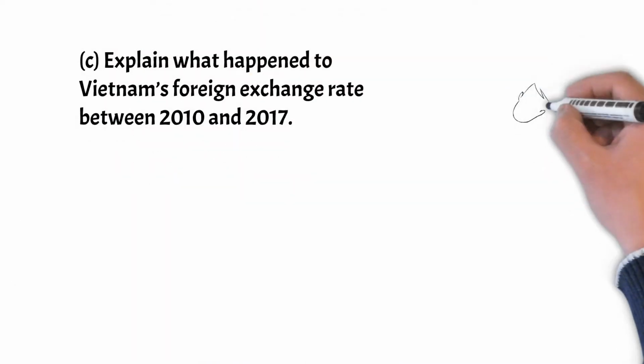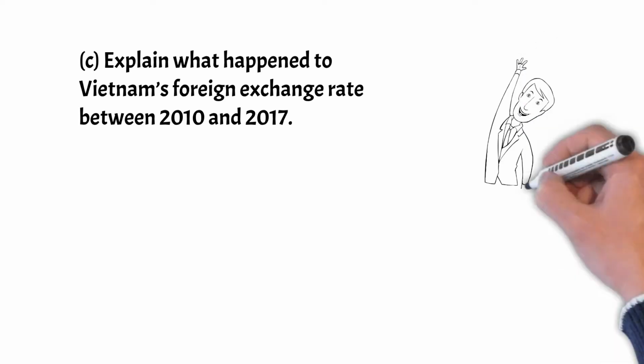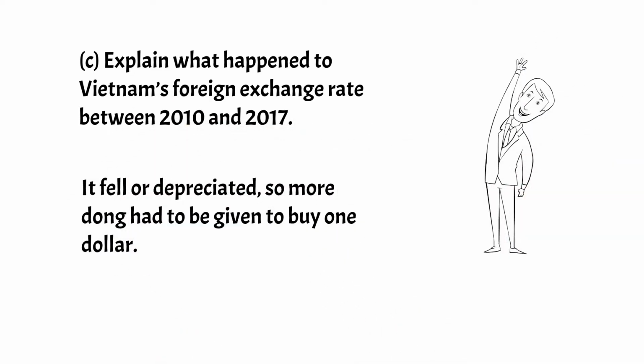Next question. Explain what happened to Vietnam's foreign exchange rate between 2010 and 2017. Okay, explain, or give details. Looking at the first table, we can see the value for the dong. Vietnam's currency went from $1 equaling 19,500 dong, to $1 being equal to 22,780 dong. So the currency has fallen or depreciated. Therefore, more dong had to be given to buy $1. Remember the question asked to explain, so just saying it fell would not get you the 2 marks.